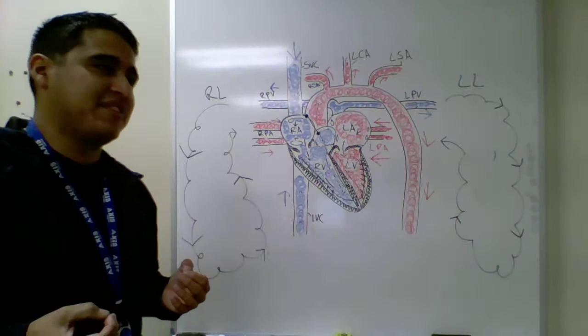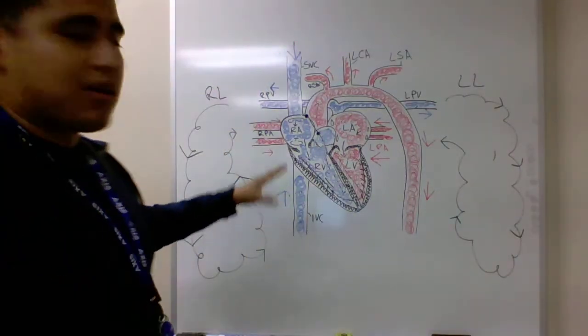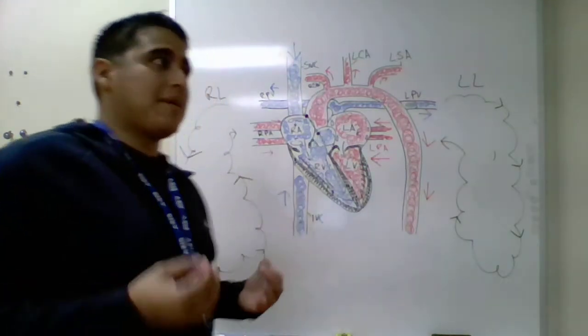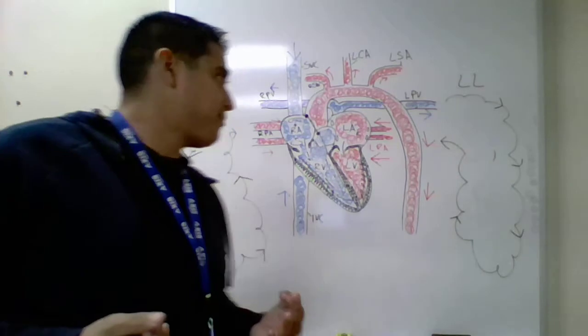That means that they have the oxygenated blood. And the veins will be signified in blue. That means that they have the deoxygenated blood that the rest of your body has already used up.